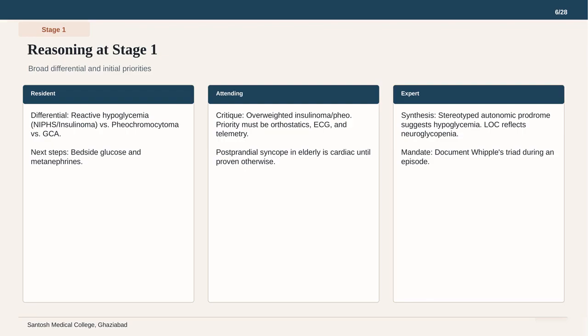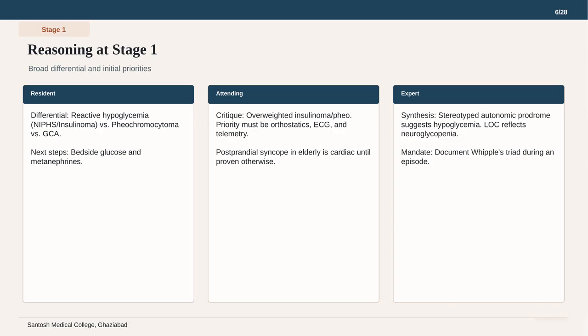Notice the 3 columns here displaying our team's initial reasoning. On the far left, the resident suggests reactive hypoglycemia, an insulinoma, or a pheochromocytoma, recommending bedside glucose and metanephrine testing. In the middle column, the attending critiques this as jumping the gun on rare tumors. They emphasize that postprandial syncope in an elderly patient is cardiac until proven otherwise, prioritizing an electrocardiogram and orthostatic vitals.